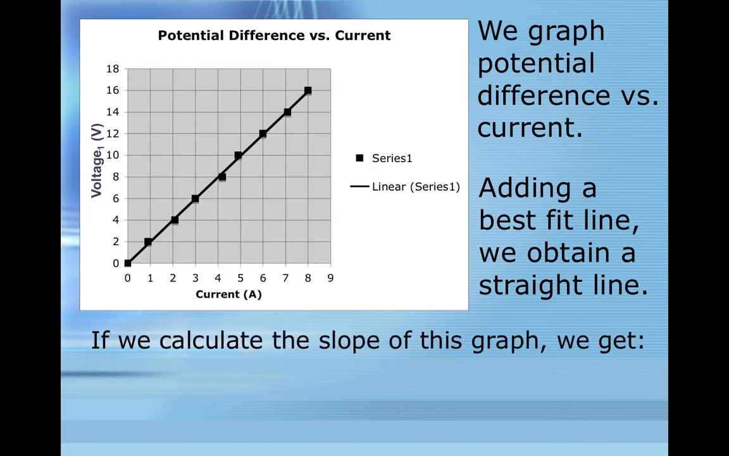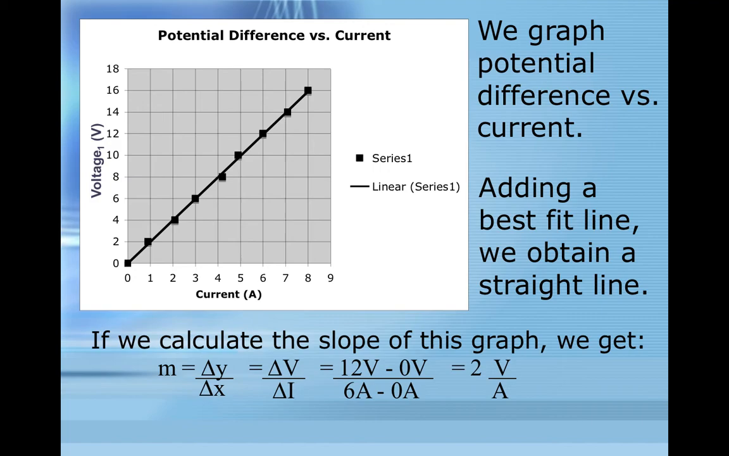If you were to calculate the slope of this graph, something that you should try, maybe pause the video, see if you can calculate the slope. Remember, slope is change in Y over change in X. So we're looking at change in voltage over the change in current. If I pick two values here, right, I'm going to use the point 12 volts, 6 amps, and I'm also going to use 0, 0 since it does go through 0. I get 2 volts per amp.